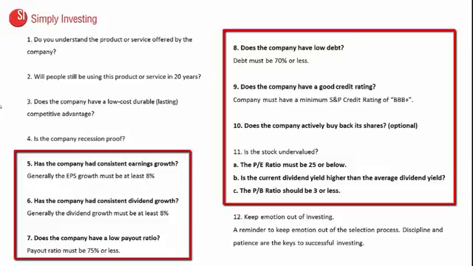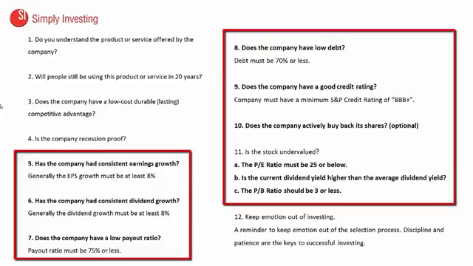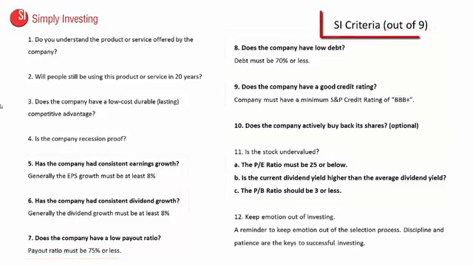So these 9 criteria are quantitative. These are things that we can automatically calculate for you in the report, and we do that. In the Simply Investing report, we're going to look at it in just a minute here. We identify the Simply Investing criteria, the SI criteria, out of 9. So a company that matches all of these will get a rating of 9 out of 9. A company that's matching just 8 will get 8 out of 9, and so forth.